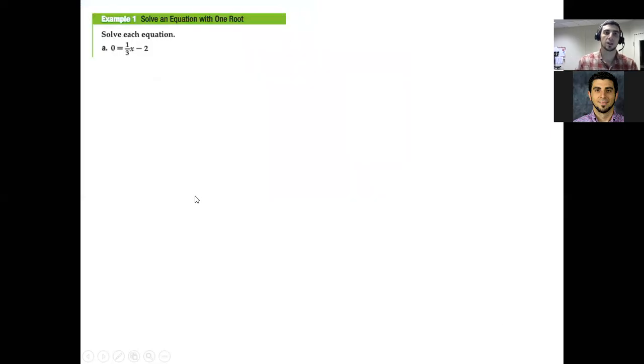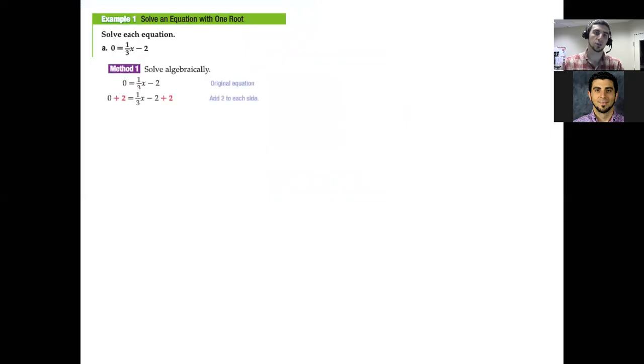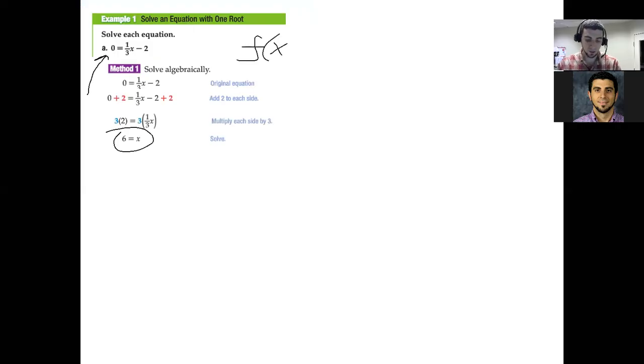Okay, so let's do an example. Let's solve this equation, 0 equals 1/3 x minus 2. We could solve it algebraically by just solving for x. So add 2 to both sides, then multiply both sides by 3, or you could multiply by 3 over 1 if you like to multiply by the reciprocal of the fraction, but multiplying by 3 will be fine, and you get x equals 6. So x equals 6 is the solution to this equation. It would be the x-intercept of the related function f of x equals 1/3 x minus 2. It's the zero of that function, and it's also the root of that equation.